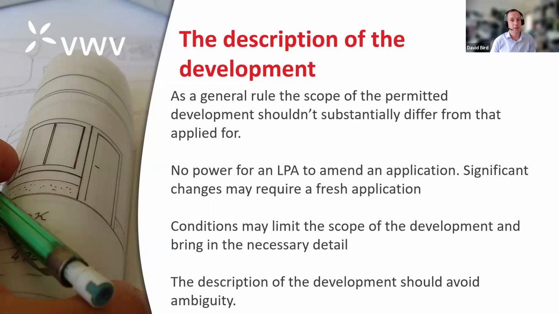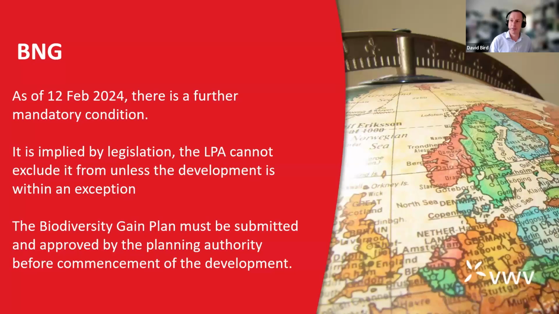And as of February this year, there was a second mandatory condition, and that is to do with biodiversity net gain. And just before I get onto BNG, leave the slide up, please.